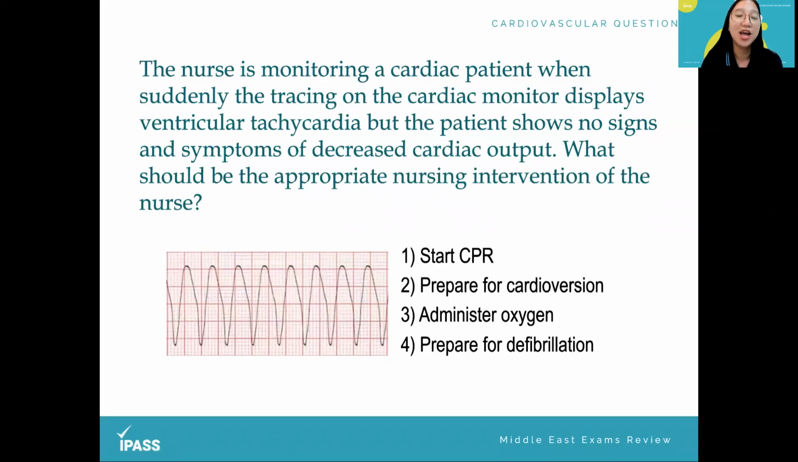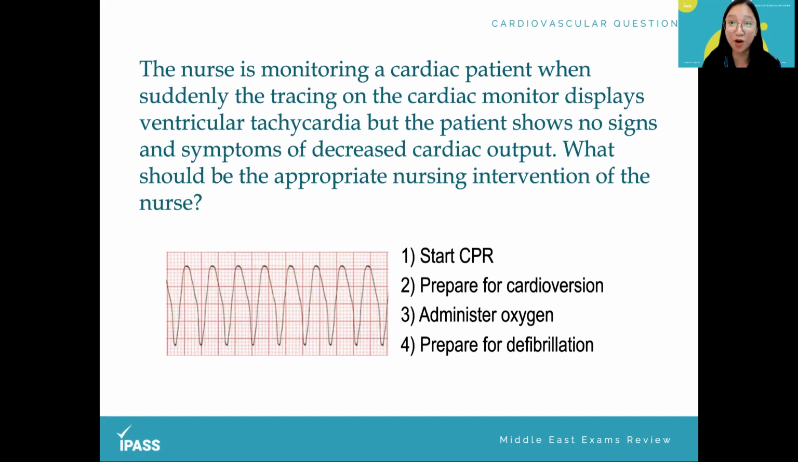So let's read. The nurse is monitoring a cardiac patient when suddenly the tracing on the cardiac monitor displays ventricular tachycardia, but the patient shows no signs and symptoms of decreased cardiac output. What should be the appropriate nursing intervention of the nurse? Option 1, start CPR. Option 2, prepare for cardioversion. Option 3, administer oxygen. And option 4, prepare for defibrillation.